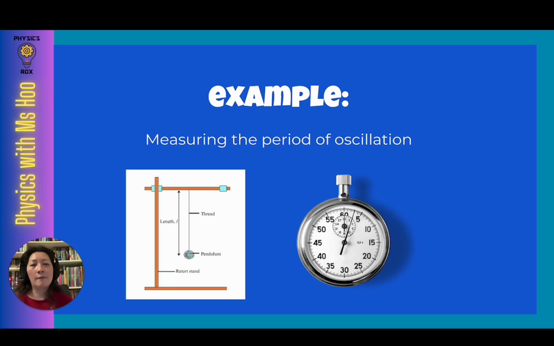We take the time for many oscillations. So maybe 10 oscillations, 20 complete oscillations. So we take the time for those many oscillations and get the average. Total time divided by the number of oscillations to get the period of one oscillation. So this will enable us to be able to measure very short periods of time.